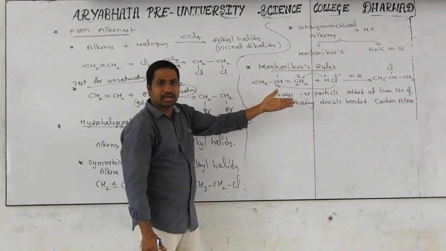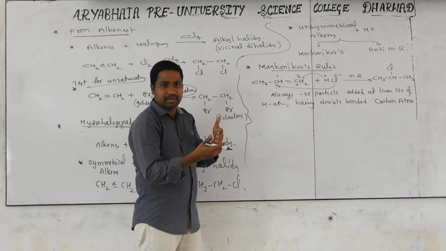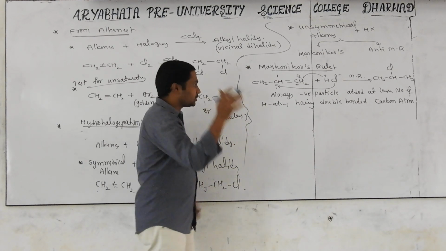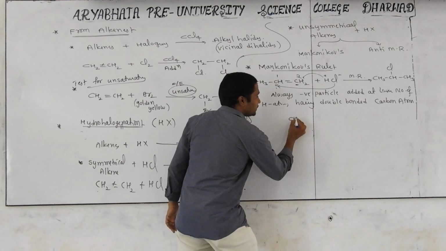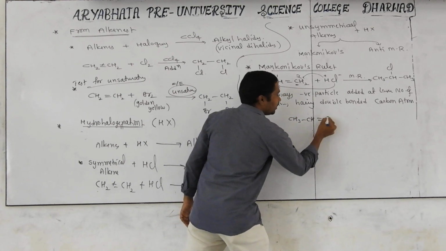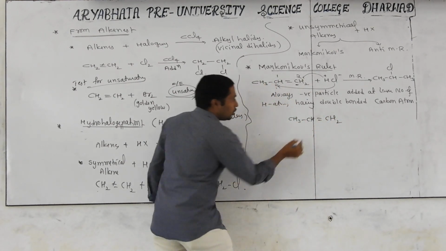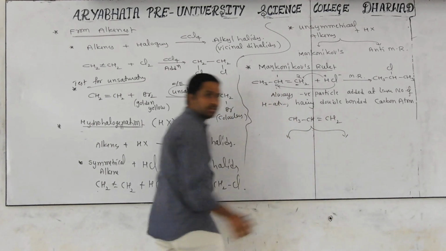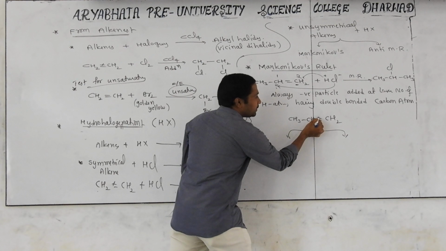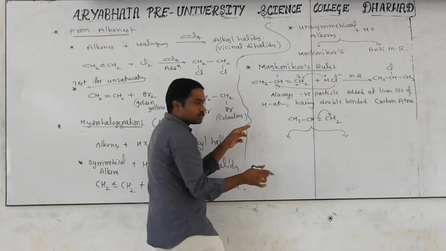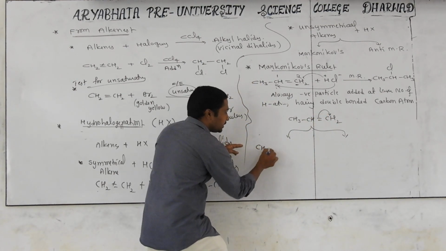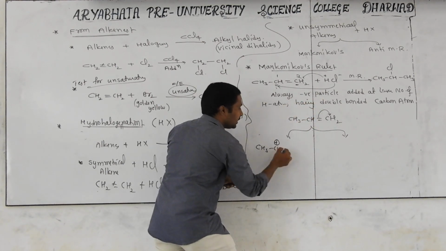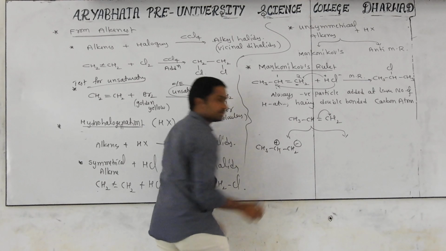Sir, why is it happening like this? What is the secret behind it? It is good, but you have to follow it like that. What happens there? First of all, you see carefully, CH3 CH double bond CH2. Now two possibilities will be there to break the bond. The pi bond may shift like this. In the first case, we get CH3 CH plus here, and here we get minus.